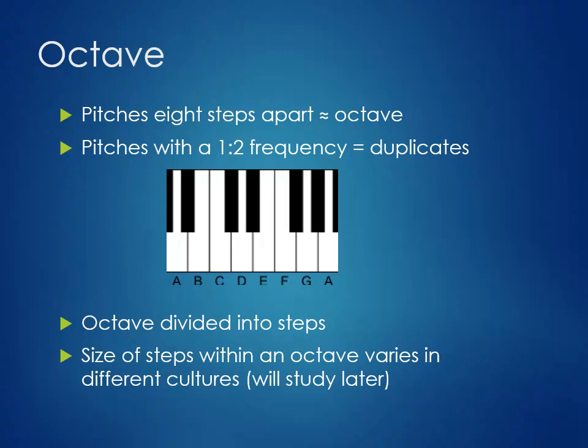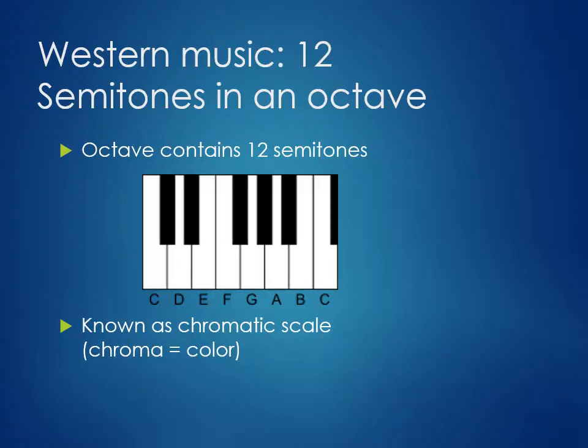The octave is divided into steps. The size of the steps within an octave varies in different cultures, and we will study that later in this chapter. In Western music, the octave is divided into 12 semitones, like so. When you hear all the semitones in an octave like that, it is known as a chromatic scale. The word chroma refers to color.